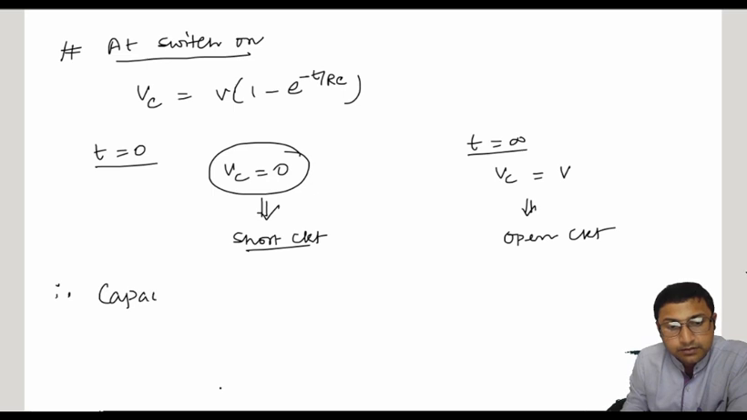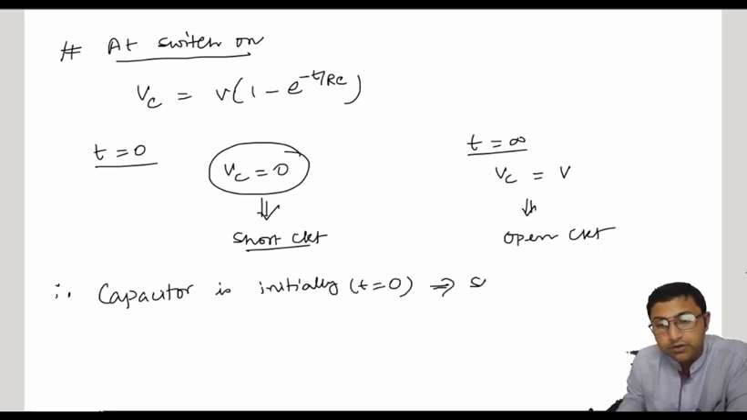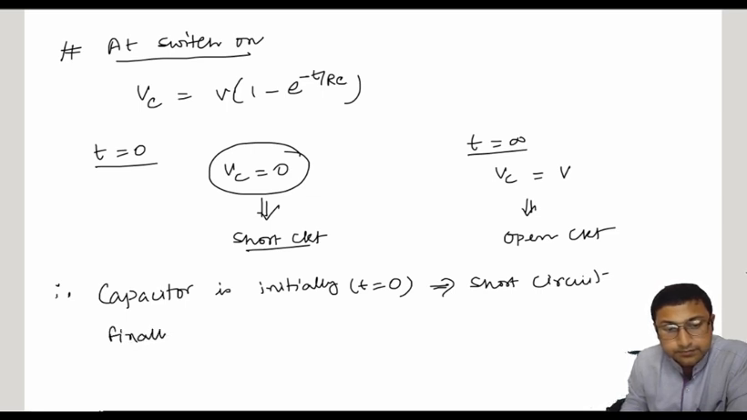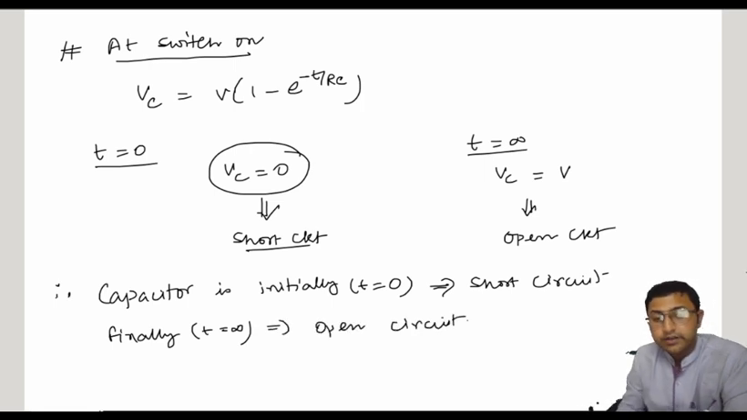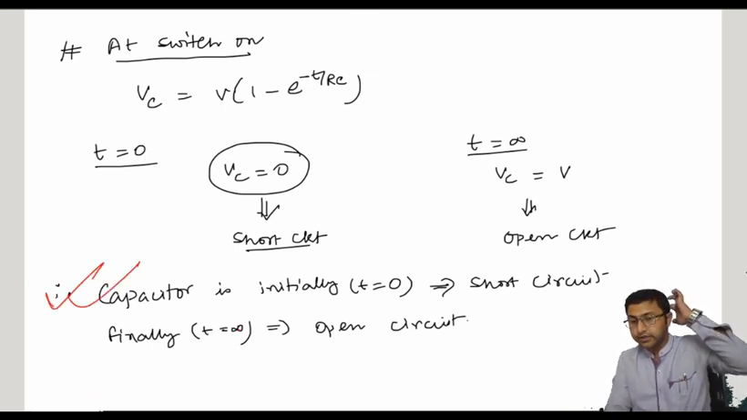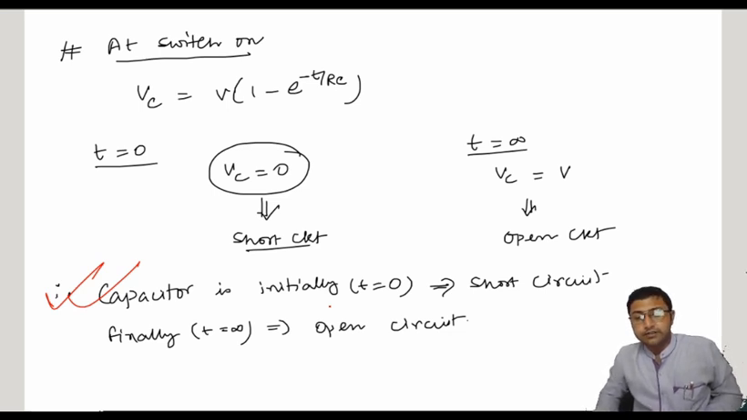So the important note is: capacitor is initially, in bracket t equal to 0, short circuit, and capacitor is finally, that means t equal to infinity, open circuit. This is very much important for GATE exam also, for MCQ purpose. Okay, so this is basically all about the DC transient analysis of series first order RC circuit.